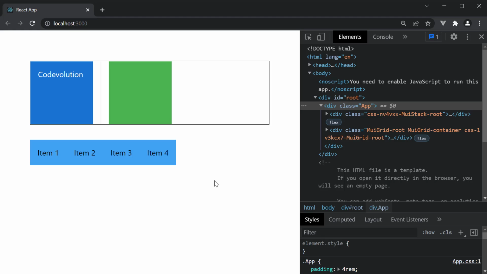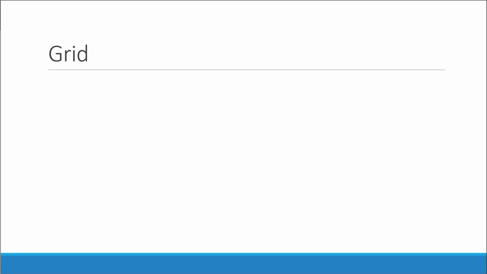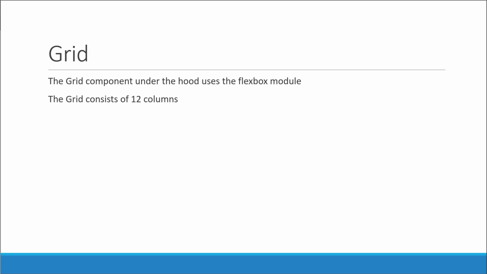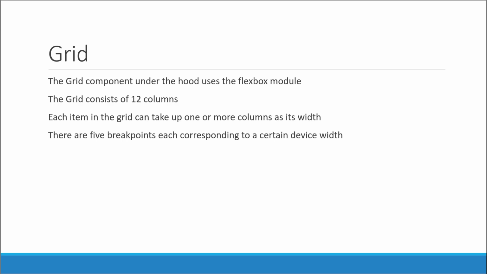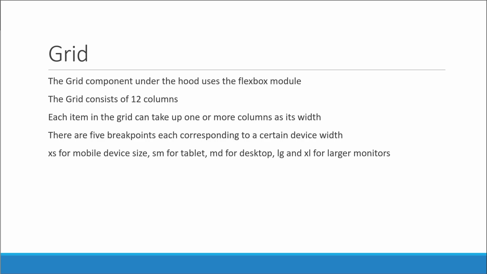All right, now let's understand how this grid component works. The grid component under the hood uses the flexbox module. The grid consists of 12 columns. Each item in the grid can take up one or more columns as its width. There are 5 breakpoints, each corresponding to a certain device width. We have xs for mobile, sm for tablet, md for desktop, lg and xl for larger monitors.